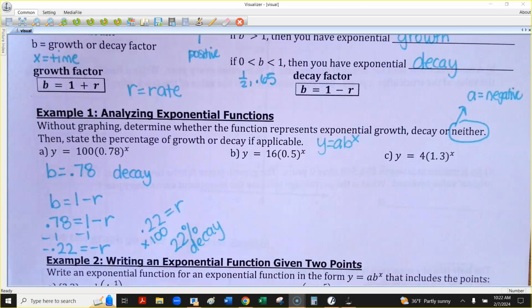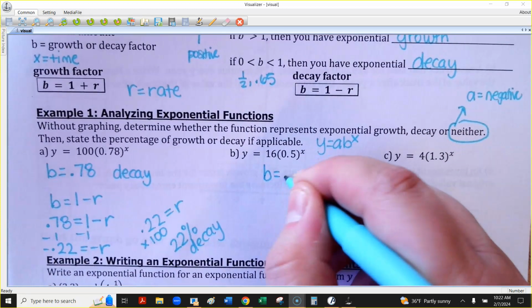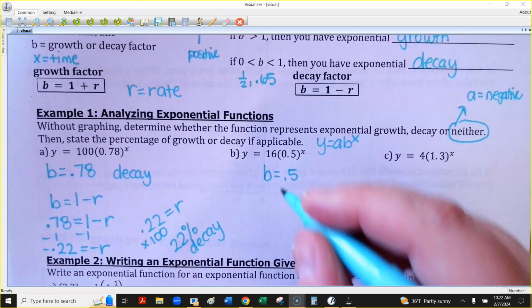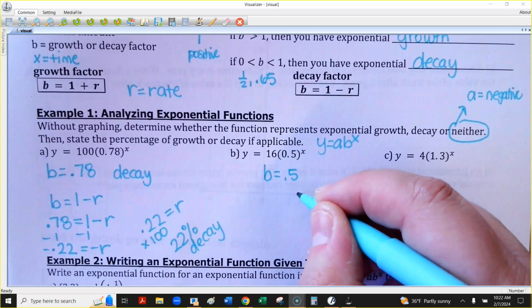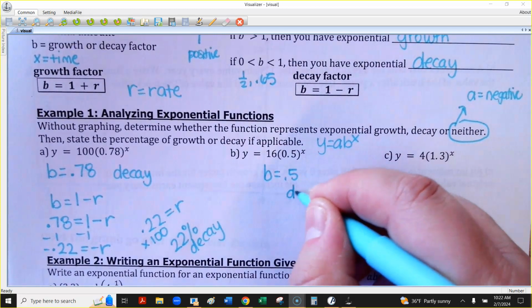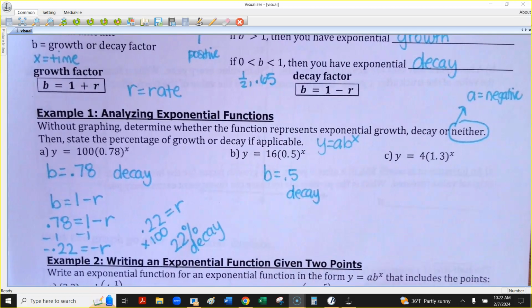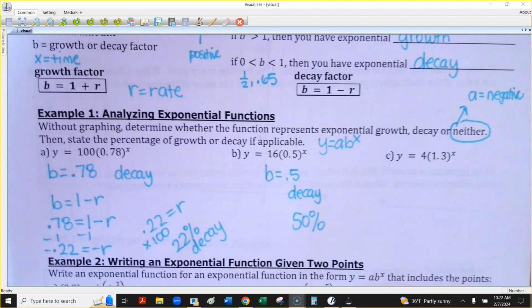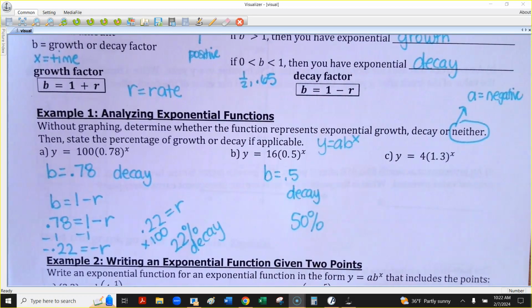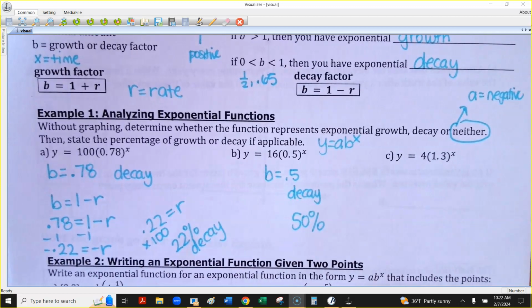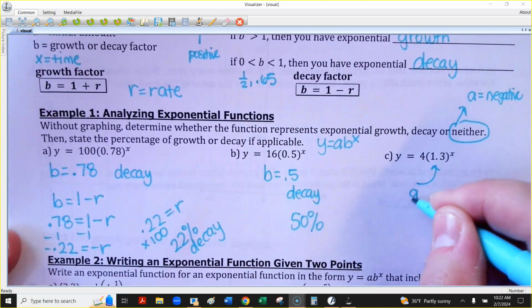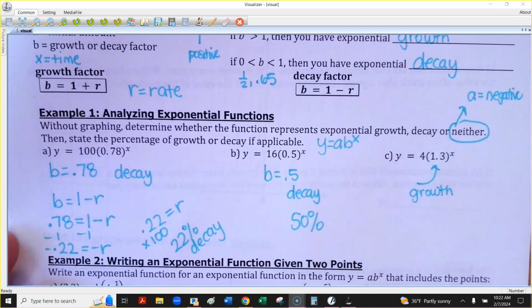All right, so like this one, my B value is 0.5. Is that growth or decay? Decay again, right? Okay. Does anybody know what the percentage would be there? 50, exactly. So this is 50% decay. It's just whatever that would add up to. Think about that, like a 50%, whatever you would add up to get 100. Okay, now this last guy, this is bigger than 1, so this is going to be growth. I have 1.3 as my B value here.